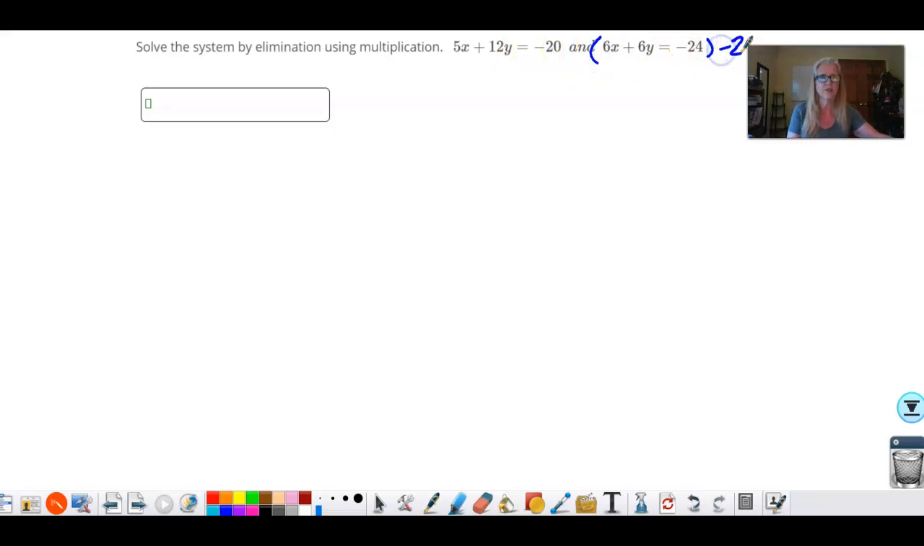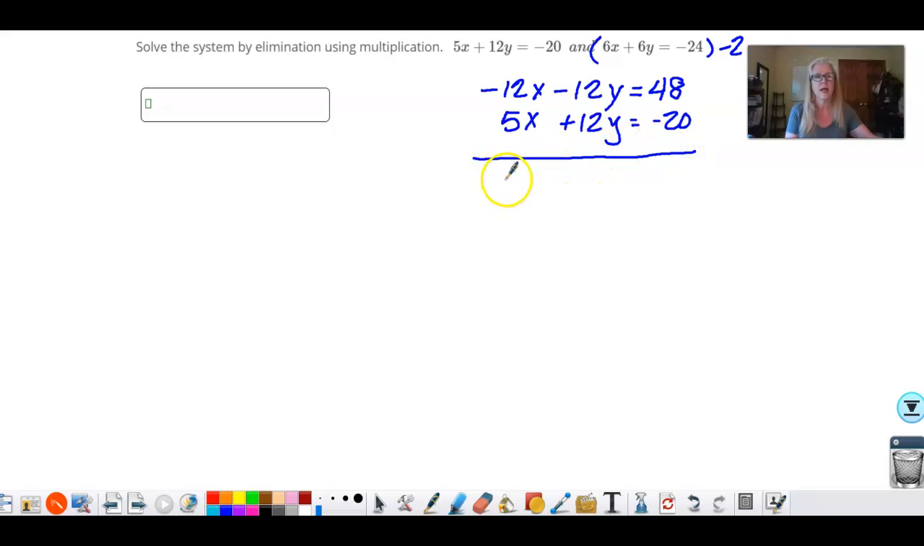Parentheses, negative 2. So that will give me negative 12x minus 12y equals positive 48. Leaving the other equation the same, 5x plus 12y equals negative 20. Adding the two equations together gives me negative 7x, the 12's are gone, equals 28. If I divide both sides by negative 7, I get x equals negative 4.